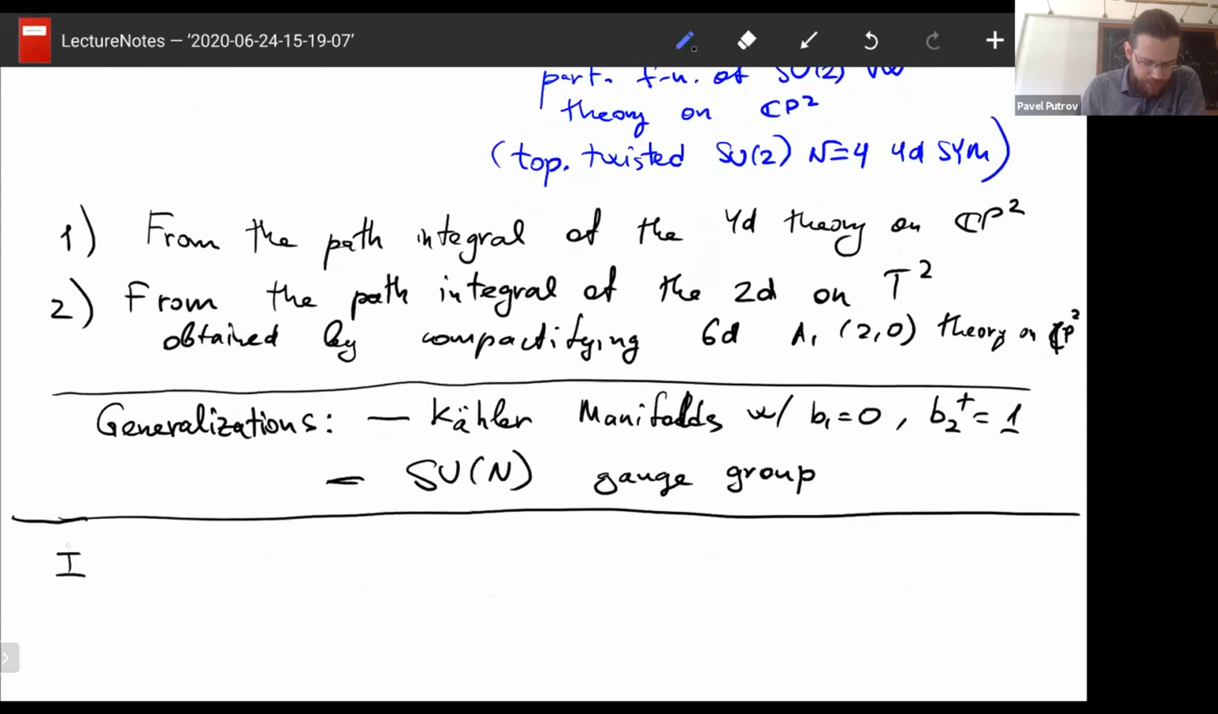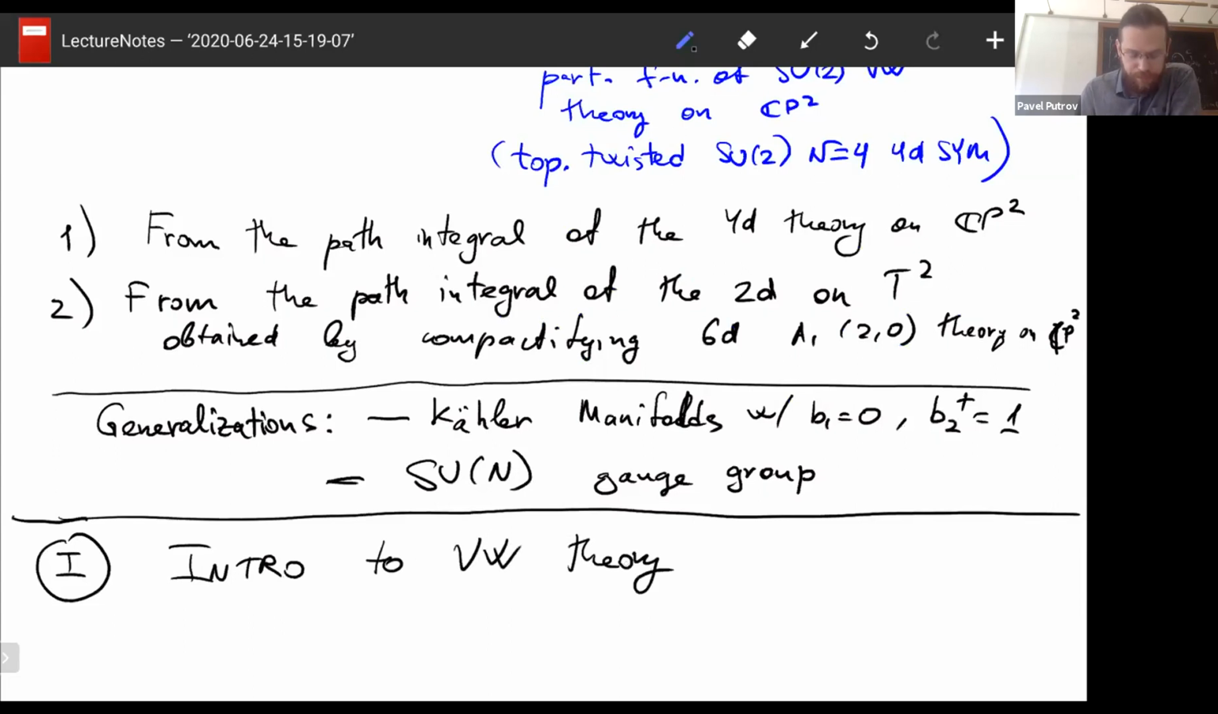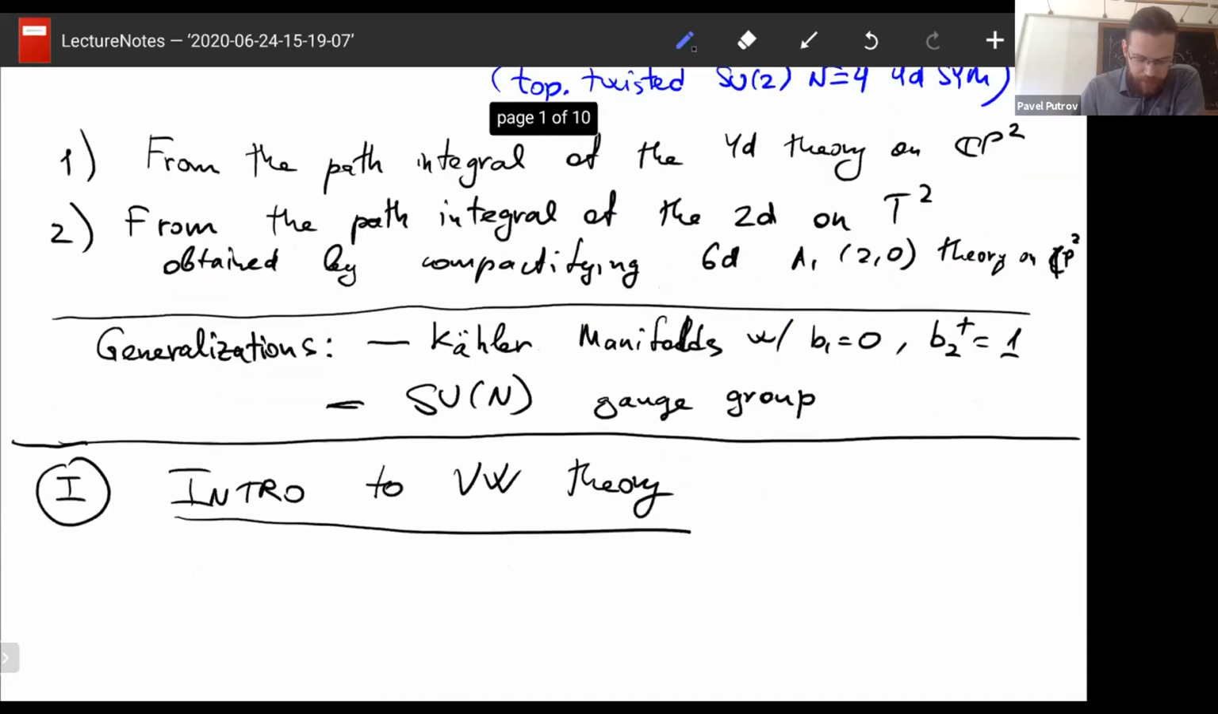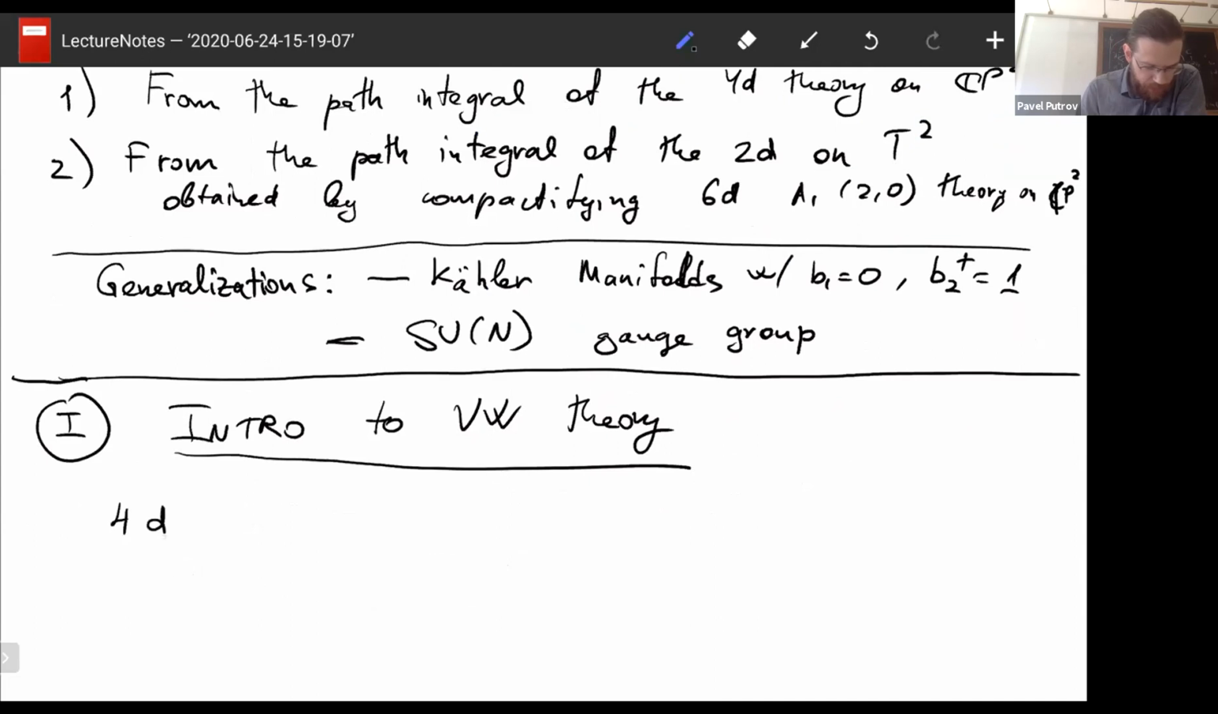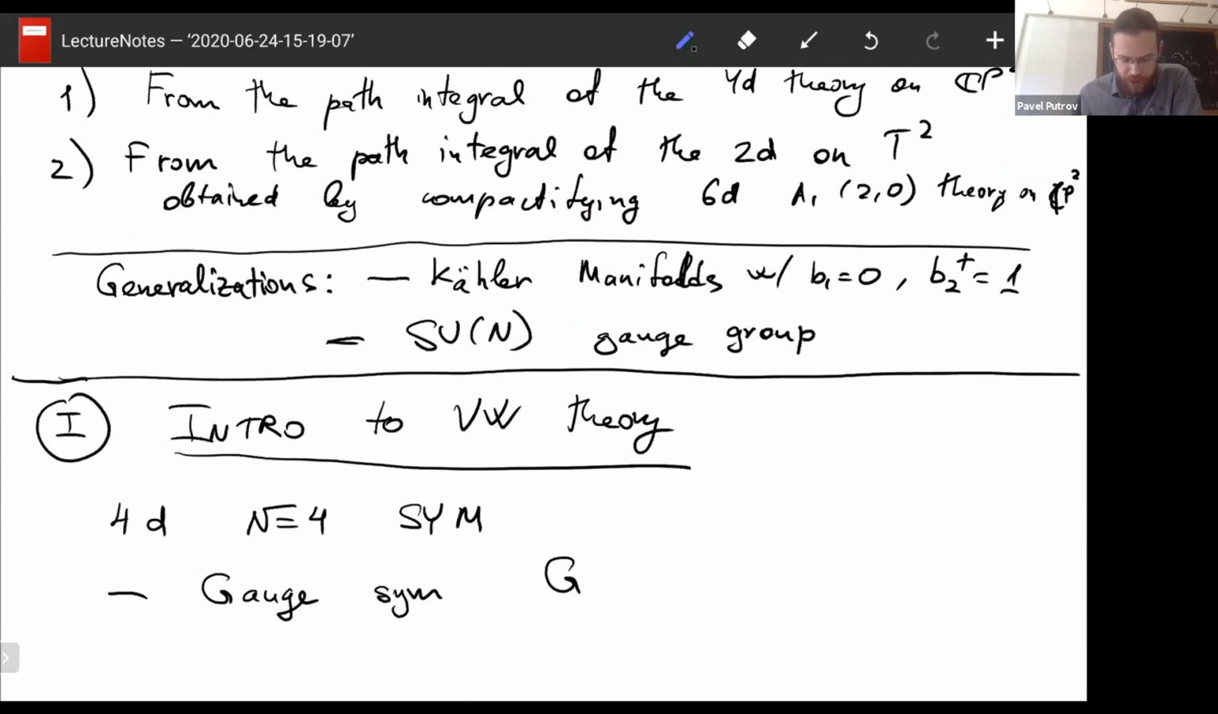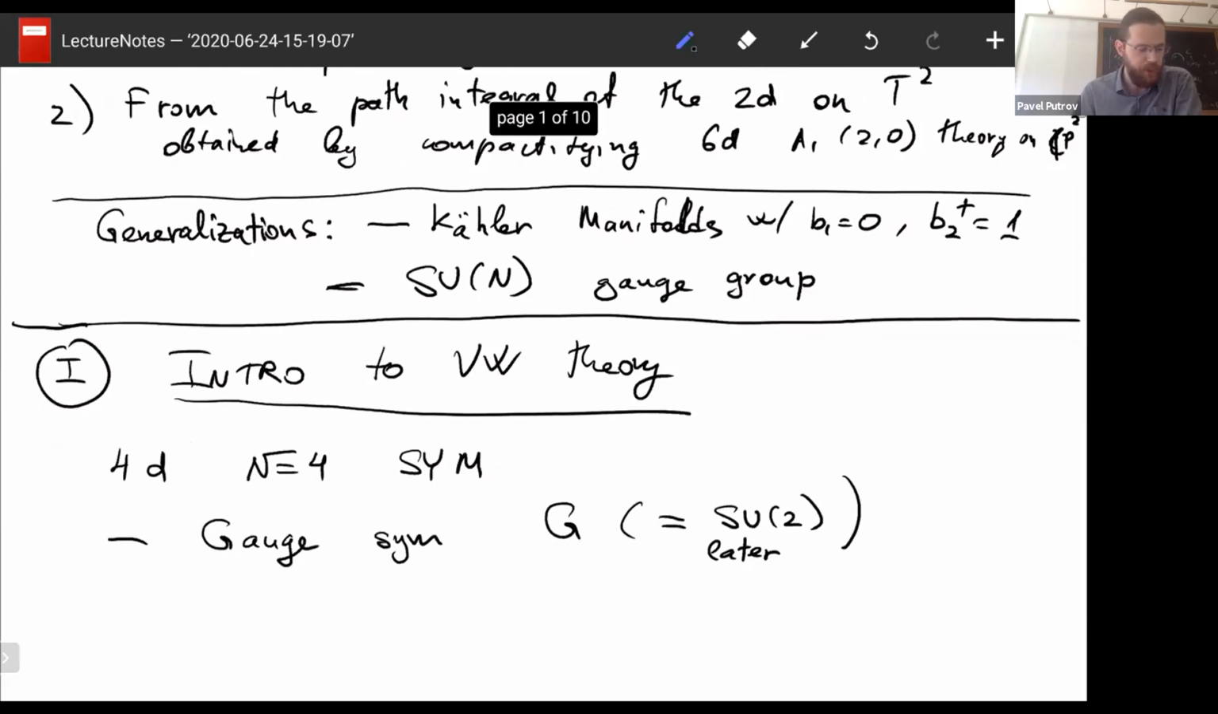And so this was a brief announcement of what is going to happen. And I will start with a very brief introduction to Vafa-Witten theory. So we want to start with the four-dimensional N=4 super-Yang-Mills. The theory has 16 supercharges. And this theory is completely specified by the choice of gauge symmetry group, which in general will be G, but later we will want to restrict ourselves to the case SU2 and also SO3 at some point.